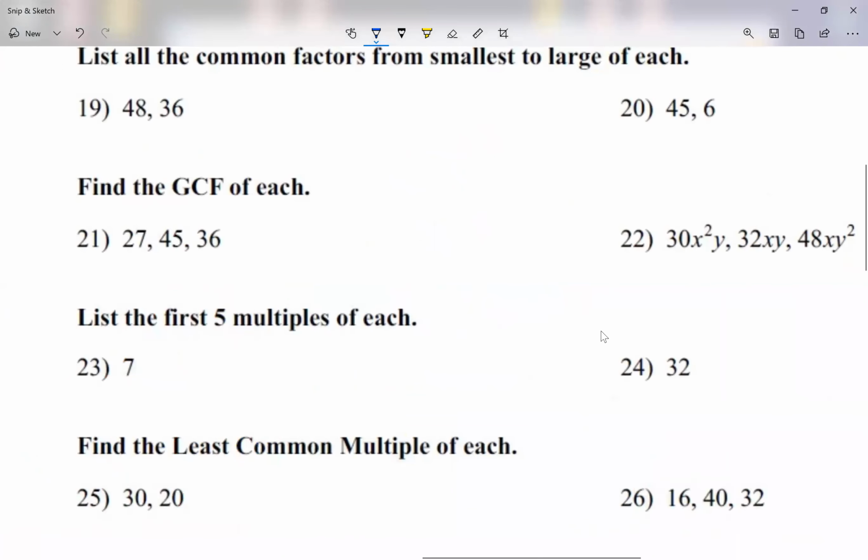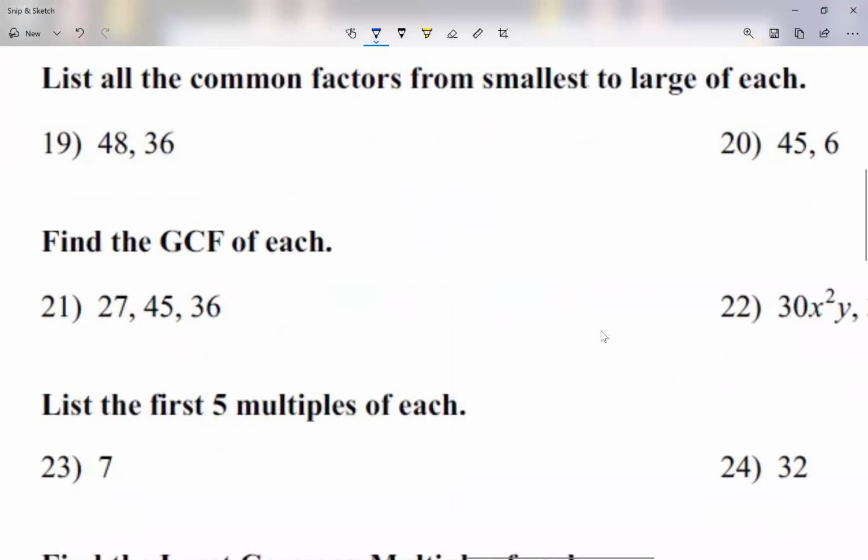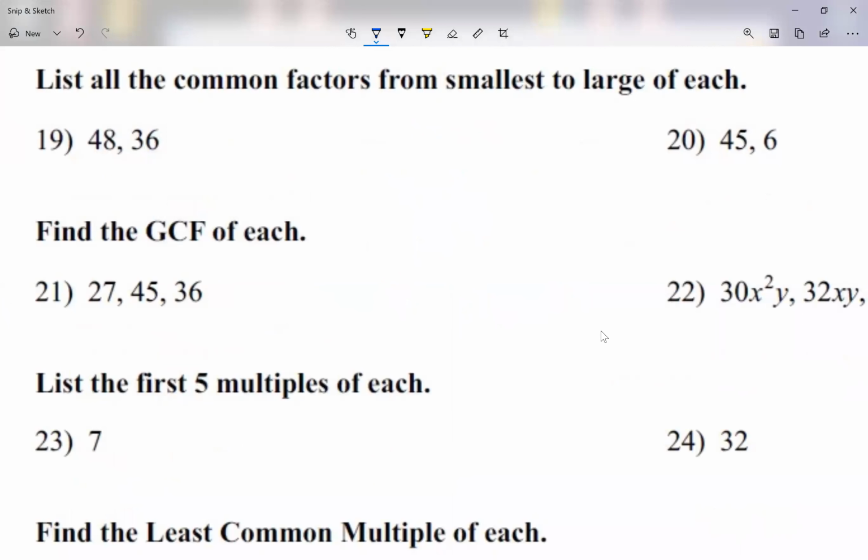Let me take a look at question number 19. List all the common factors from smallest to largest of each. So for smallest to largest, I meant to say that. So let me find my factors of 48. Right, I can give you a list of 2 numbers or a list of 3 numbers or as many numbers as I want, but I'm going to do a list of 2. So let me find all the factors of 48.